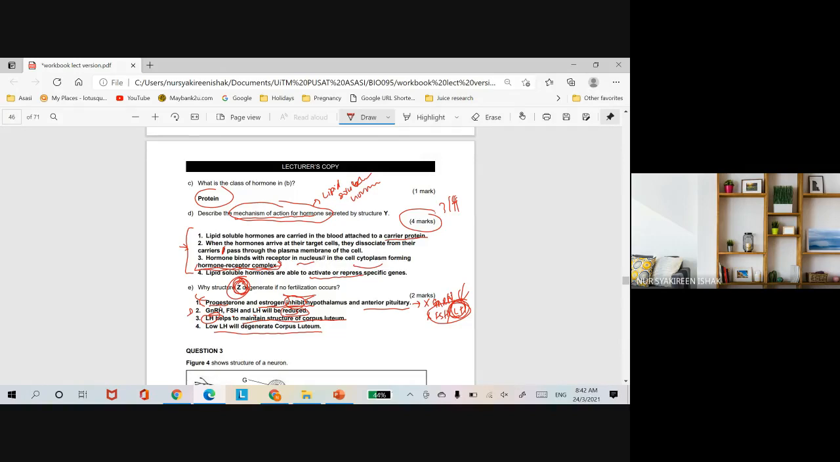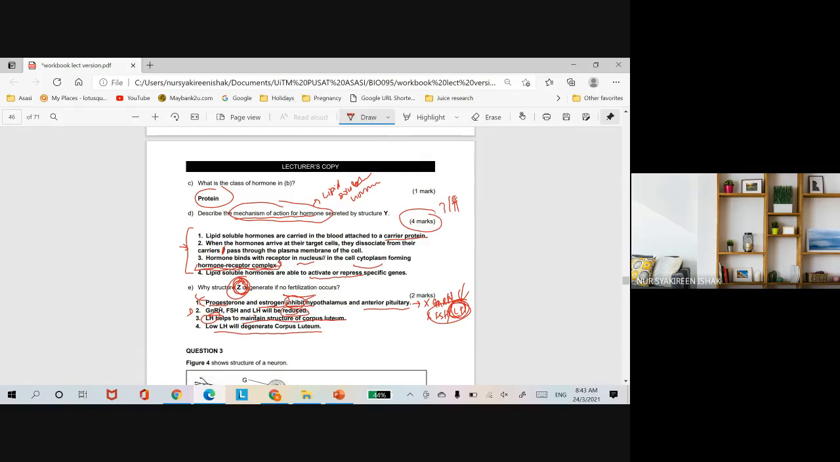So tengok kat graph tu, bila corpus luteum secrete estrogen and progesterone in high amount, effect dia adalah kepada hypothalamus and also anterior pituitary. Dia bagi negative feedback, so low GnRH, low FSH and low LH. Bila kedua-dua hormon ni low, dia akan menyebabkan corpus luteum tu disintegrate. Corpus luteum perlukan LH, so bila dah rendah, corpus luteum akan disintegrate.